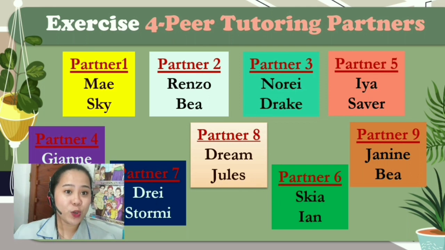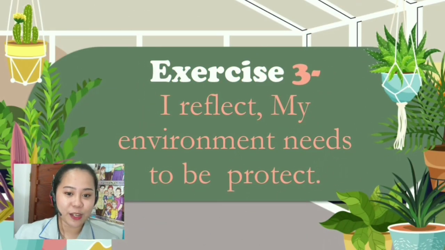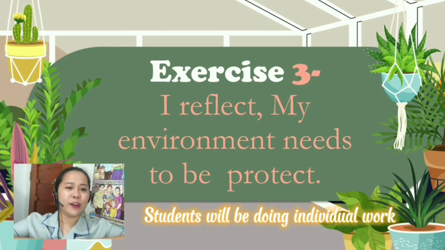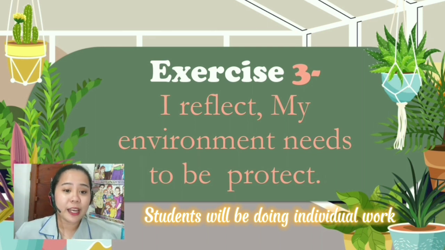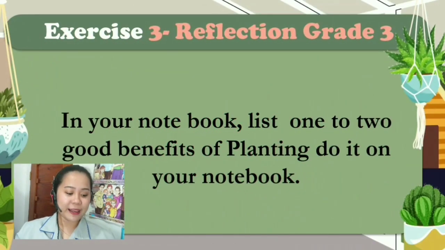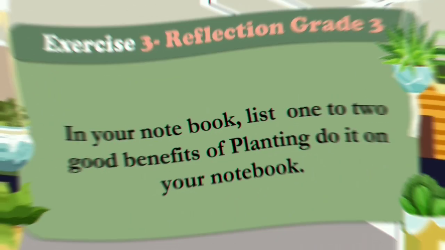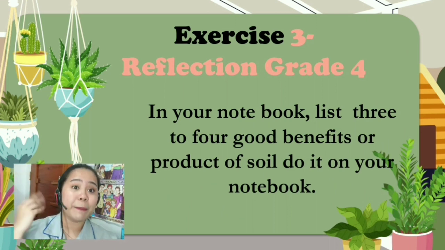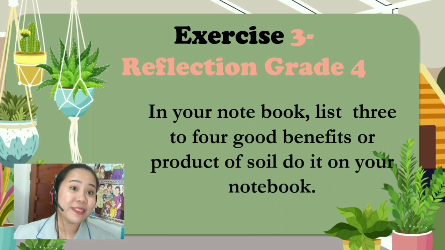Our next activity is individual work. Your discussions with your partners can help you reflect. Exercise number 3, entitled I Reflect, My Environment Needs to be Protected. This is the direction for Grade 3. In your notebook, list 3 or 4 good benefits or products of soil. I'll give you 5 minutes. Good luck.